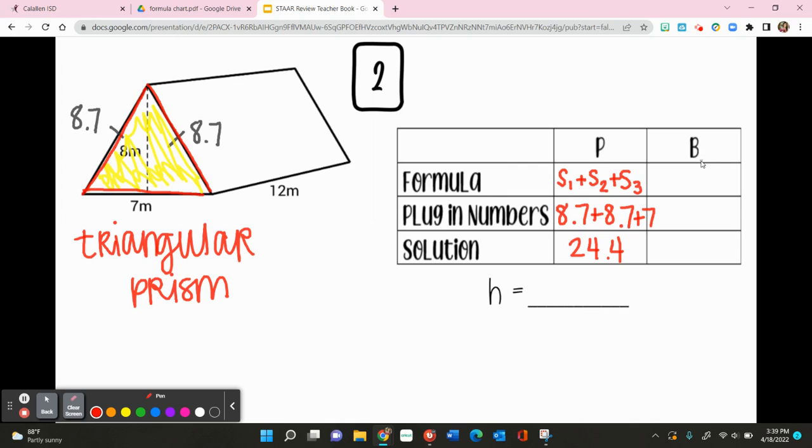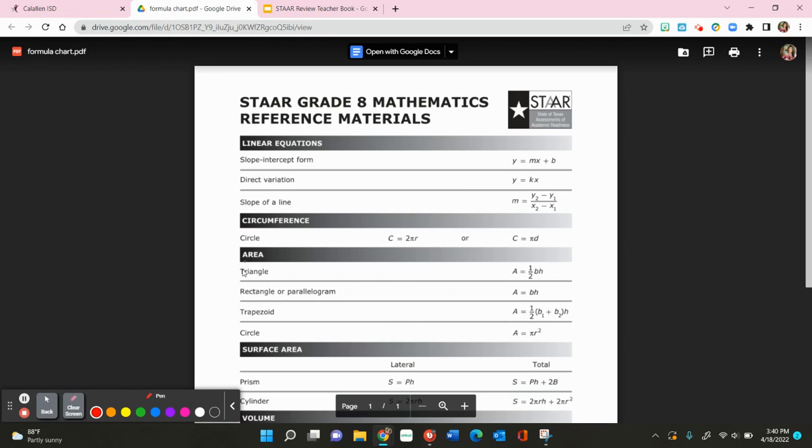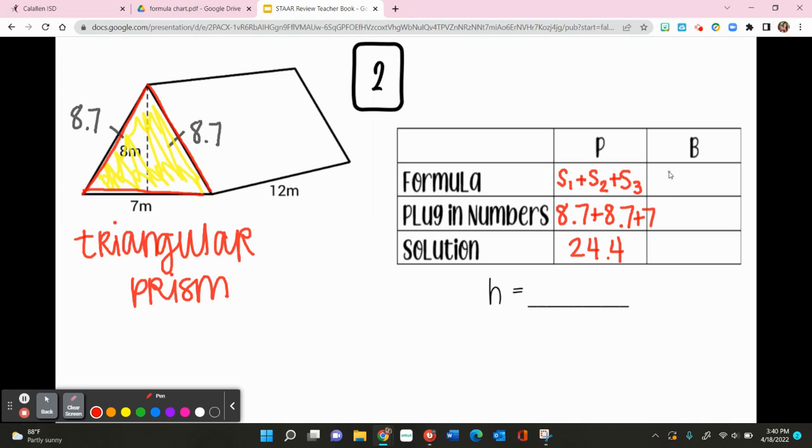Now I have to find B, and remember, B stands for area of our base. So since my base shape is a triangle, I'm going to go to my formula chart, and the formula for area of a triangle is area equals 1/2 times base times height. Now, another formula that you can use is base times height divided by 2. So my students tend to like base times height divided by 2 better, so that is what I'm going to stick with. So the base of my triangle is 7. This is the base of my triangle.